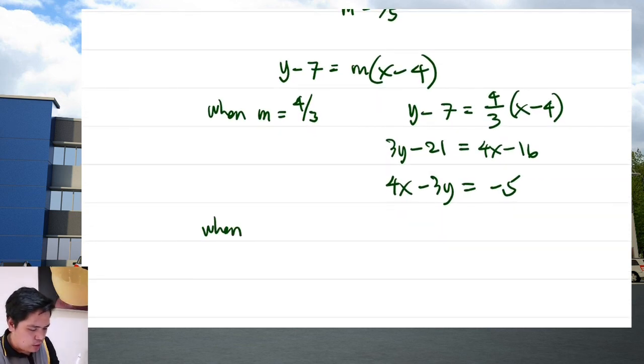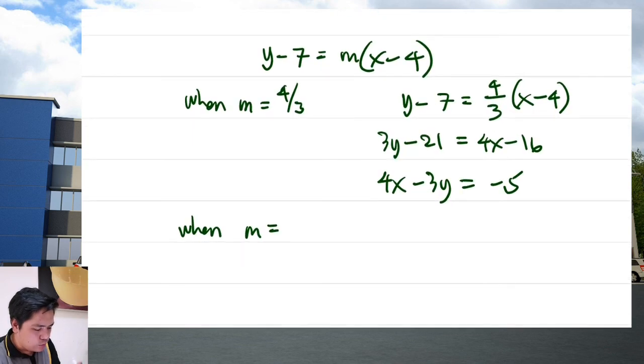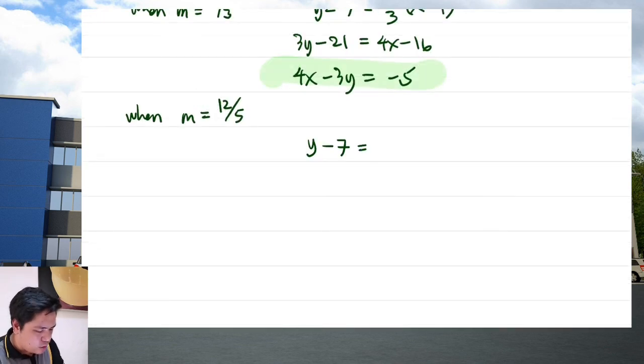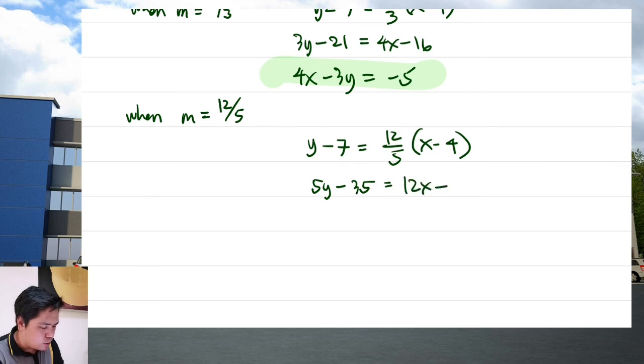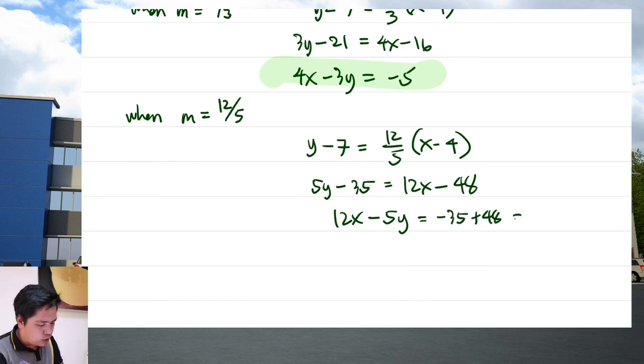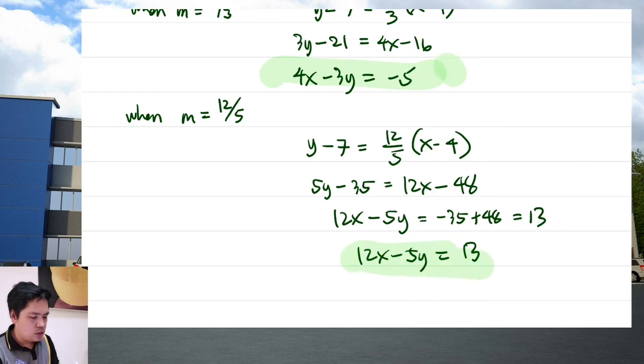Now, when m is equal to 12 over 5, we have y minus 7 equal to 12 over 5 times x minus 4. Multiply by 5 on both sides. So, we have 5y minus 35 equals 12x minus 48. So, 12x minus 5y equals negative 35 plus 48. So, that's 13. So 12x minus 5y equals 13. So these are now our answers: this one and this one.